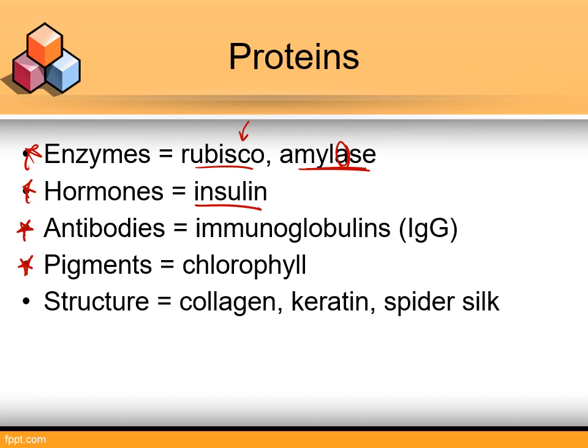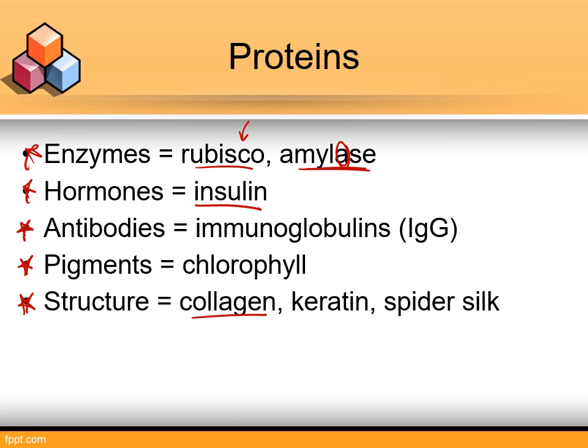We have some pigments. An example of a pigment protein is chlorophyll. Chlorophyll is an amazing protein complex that makes plants look green to our eyeballs and also helps with light absorption and electron excitement. And then, of course, we have lots of proteins involved in structure.